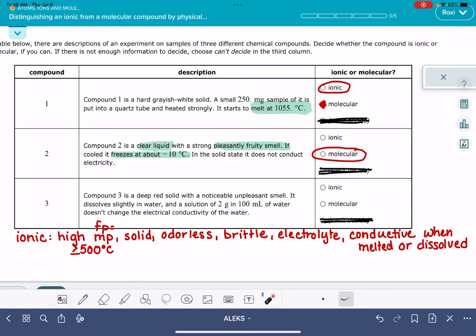And then last but not least, compound 3 says it's a deep red solid with a noticeable unpleasant smell. That smell is characteristic of a molecular compound because ionic compounds are typically odorless. It dissolves in water, and when it dissolves in water, it doesn't change the conductivity of the water. Ionic compounds, when they are dissolved in water, typically increase conductivity. So this I'm going to classify as molecular.